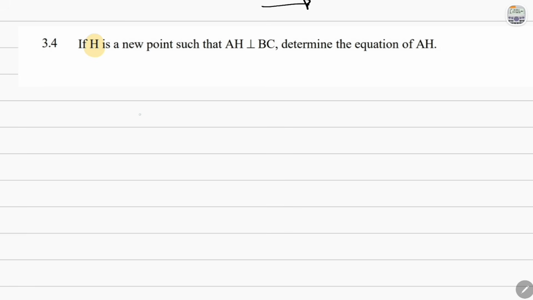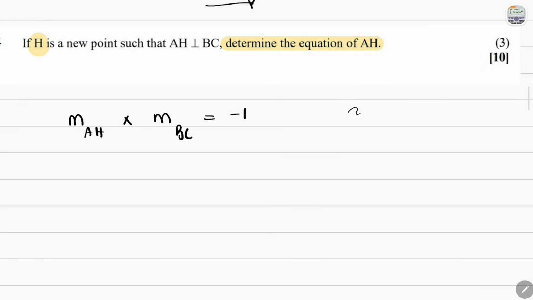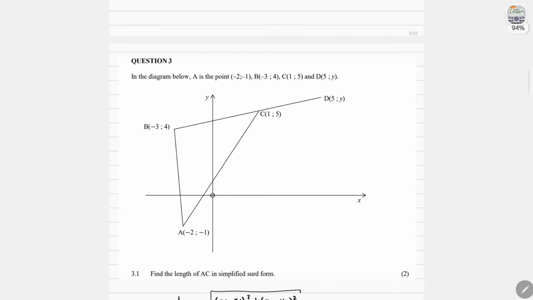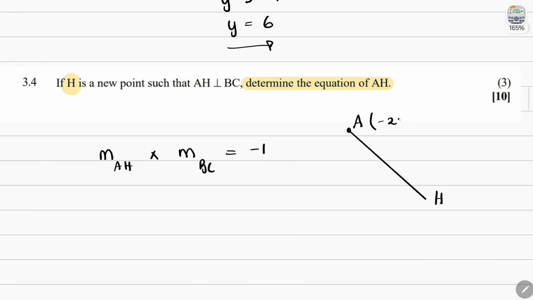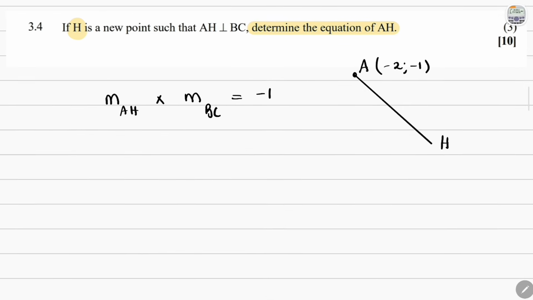So AH is perpendicular to BC, which means that if you take the gradient of AH and you multiply it by the gradient of BC, they will give you -1 because they are perpendicular lines. And so with this info, we need to determine the equation of AH. Well, the thing about AH is we don't know what H is, but we do know what A is. So it means that it goes from A to H. But we know that A, using our diagram, is (-2, -1). So that is -2 and -1, and we're just going to do this.